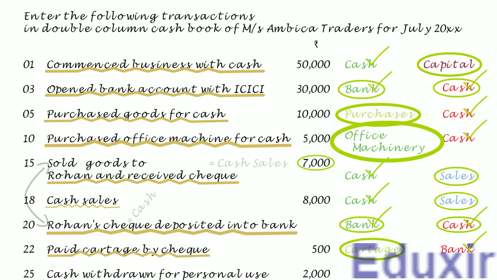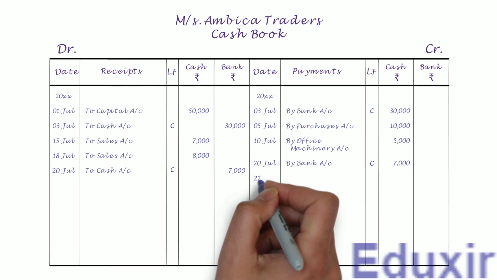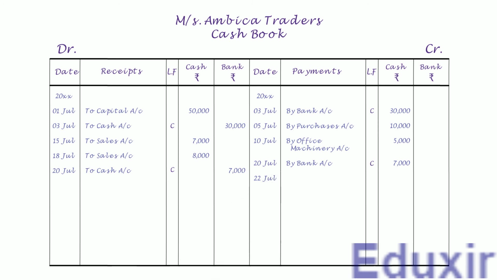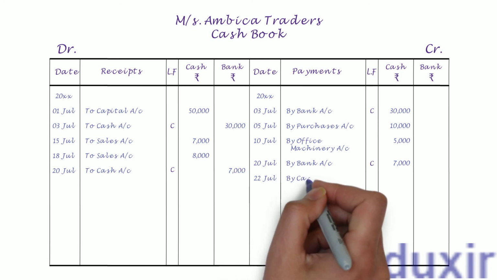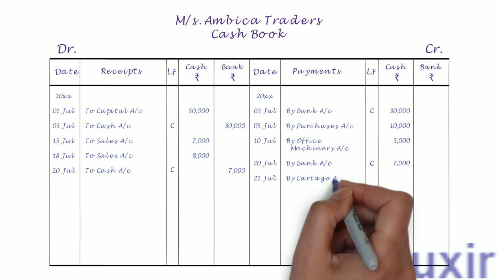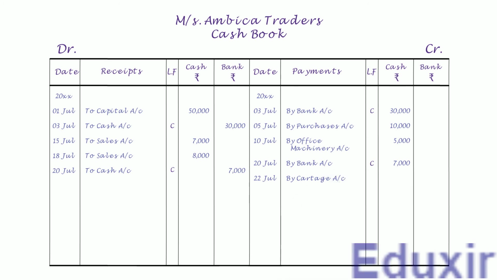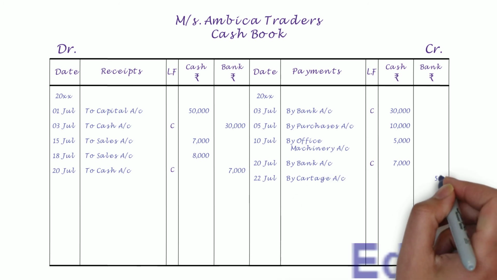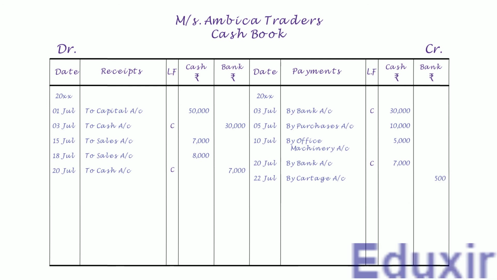With this analysis at our disposal, let us proceed with the posting of this transaction on the credit or payment side of the cash book. Let us first record the date. Let us then record the cartage account in the payments column. Let us then record the credit amount of 500 rupees in the bank column. With that, we have completed the posting of this transaction in the cash book. Let us now take up the next transaction.